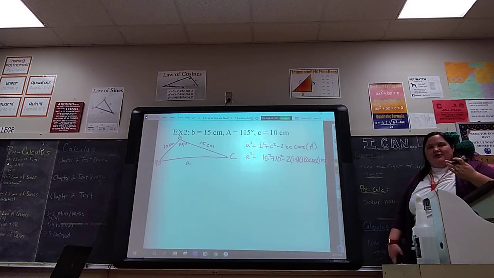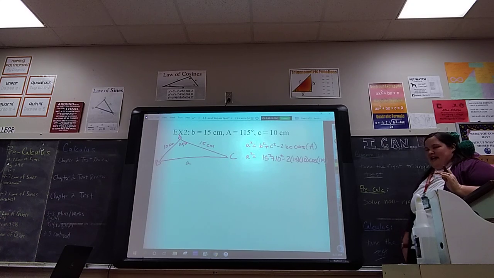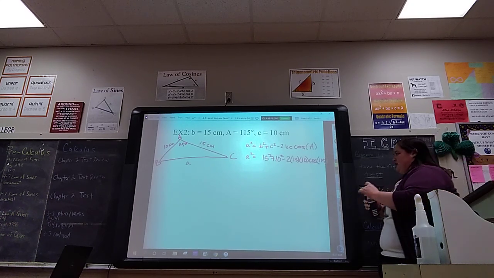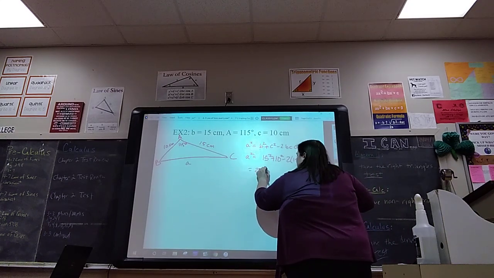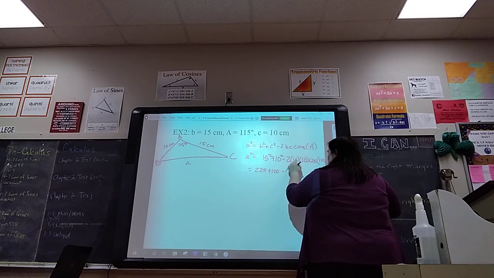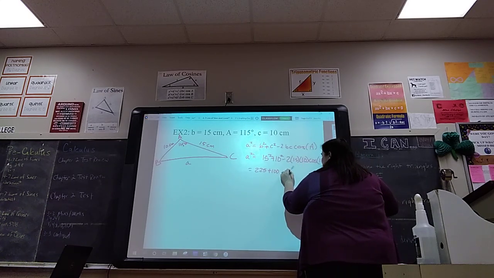To give myself a little peace of mind, I usually do a little bit at a time, so that way I know that the calculator won't mess it up. So I'm going to do 15 squared first, which is 225. 10 squared is 100.